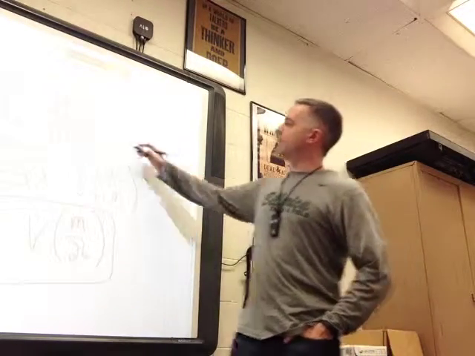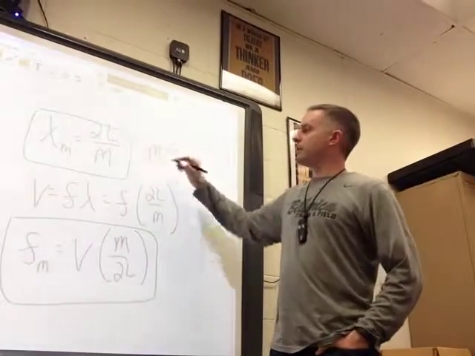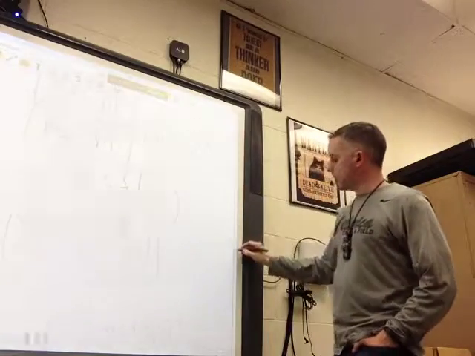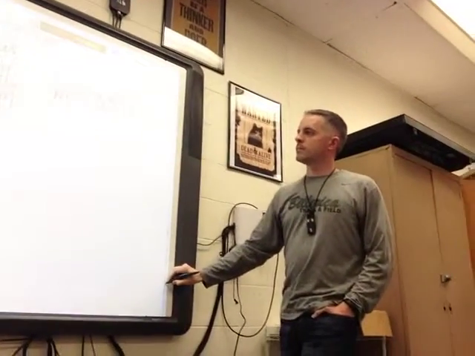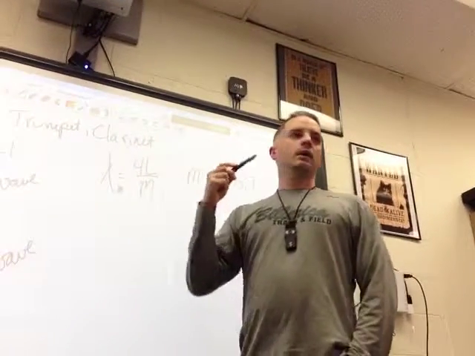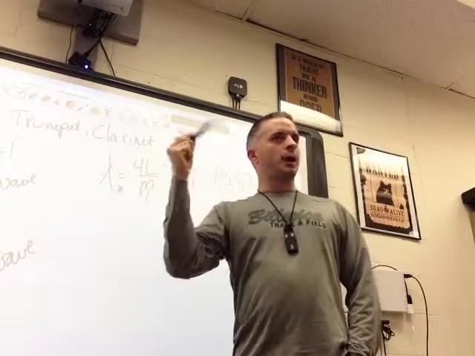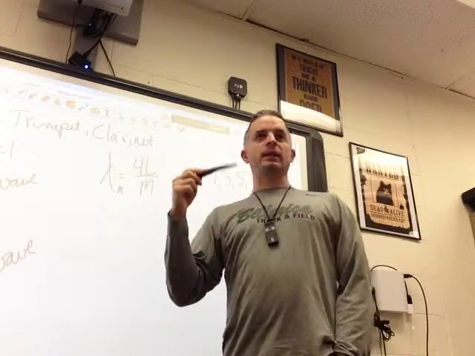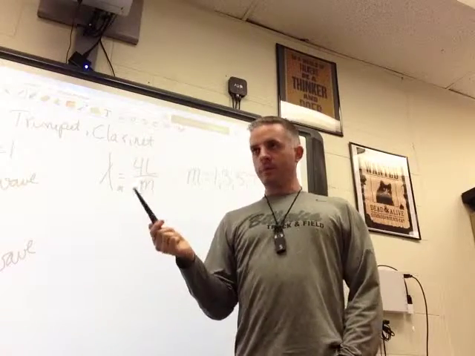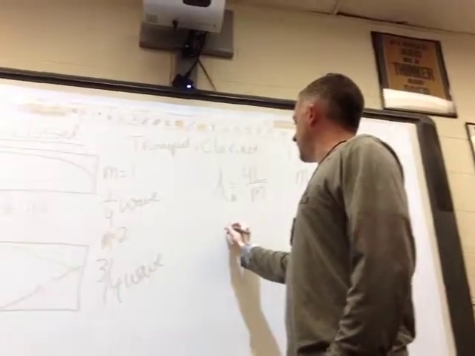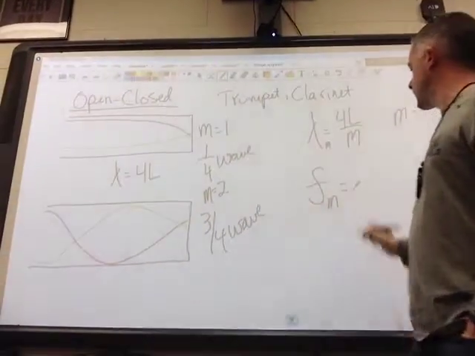So in this one, what can m be? m can be 1, 2, 3, 4, all the way through. That's the big thing you need to keep track of when you're talking about open and closed tubes: open tubes it's 2L over m, open closed tubes it's 4L over m, and the m's have to be odds for an open closed. Okay? So when we do the same thing, the frequency of m is going to be what?